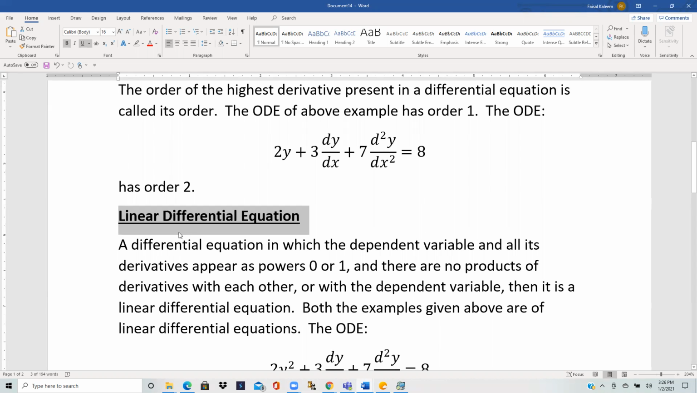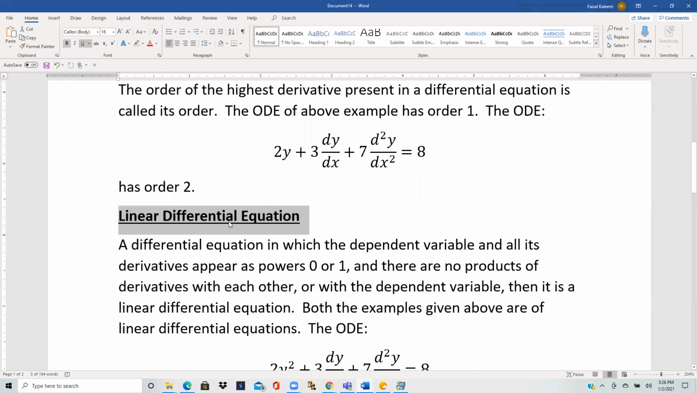Okay. So the order of a differential equation is very similar to the degree of an equation. For the degree of an equation, you just look at the degree of the highest power of the variable. In this case, we look at the highest order of the derivative.